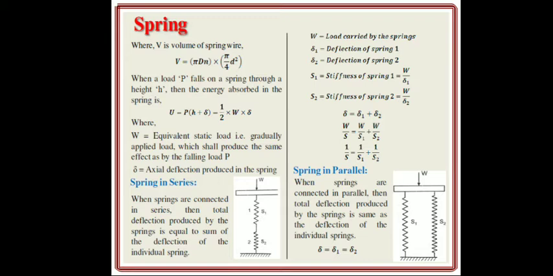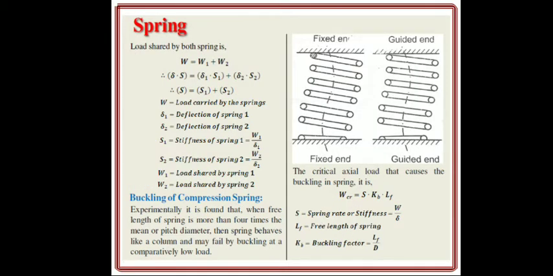Now when the springs are connected in parallel, the total deflection produced by the spring is the same as the deflection of the individual spring, that is delta is equal to delta 1 is equal to delta 2. So the load shared by both springs is W equal to W1 plus W2. W is delta into S, W1 is delta 1 S1, and W2 is delta 2 S2. Delta is the same, so these terms get cancelled. So S is equal to S1 plus S2.